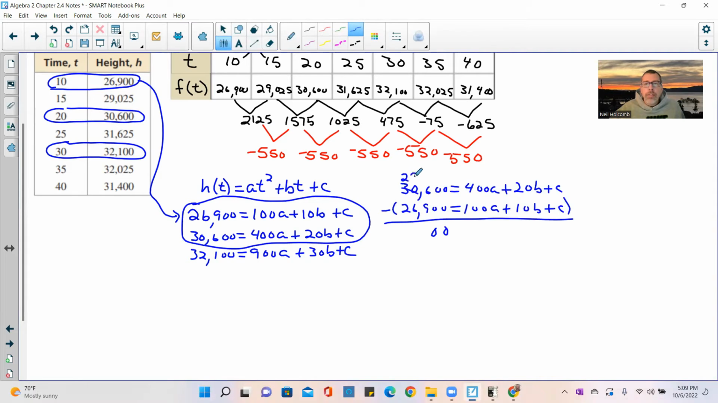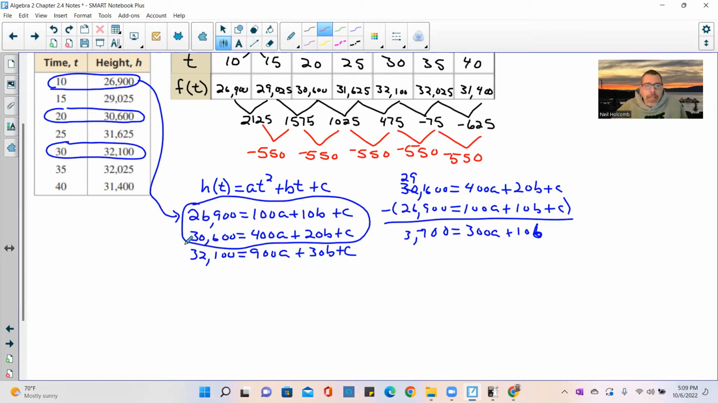So when I subtract this bottom one, I get 0, 0. This will be 29, 16, this is 7. 9 minus 6 is 3, equals 300a plus 10b, 20 minus 10, and c minus c cancel. So we eliminated the c. So now we're down to 3,700 equals 300a plus 10b. That's a b. Okay, so then we could subtract the first and third, or we could subtract the second and the third. It doesn't matter.